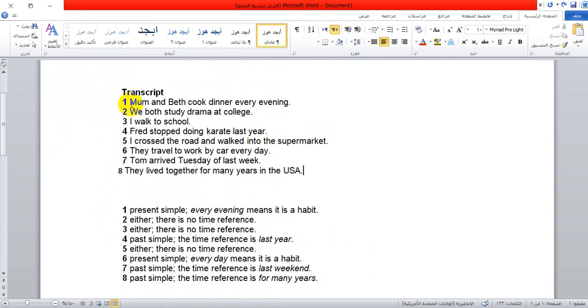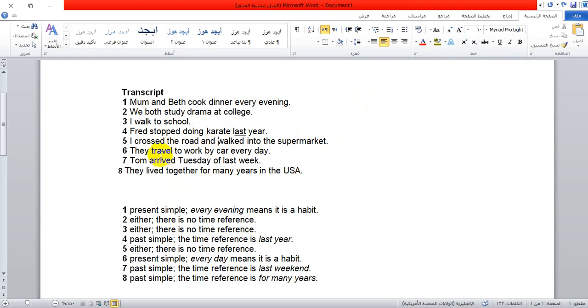1. Mum and Beth cook dinner every evening. We have every. 2. We both study drama at college. Here we have no time reference. 3. I walk to school. No time reference. 4. Fred stopped doing karate last year. Last. Past simple. 5. I crossed the road and walked into the supermarket. Here we don't have a time reference.